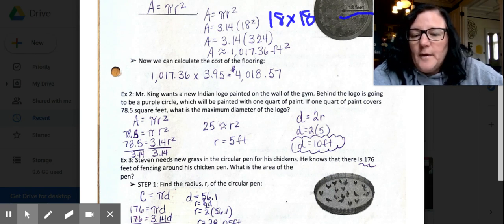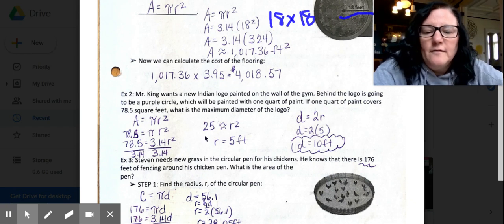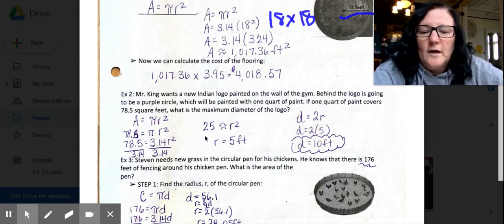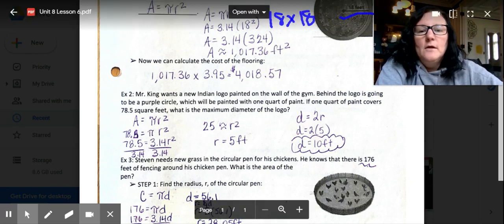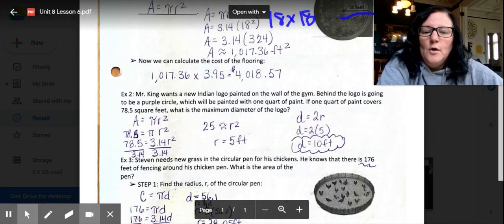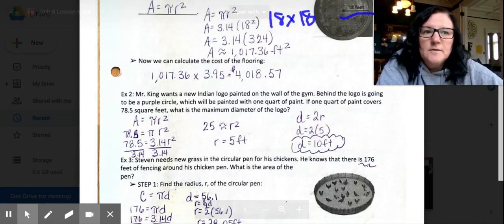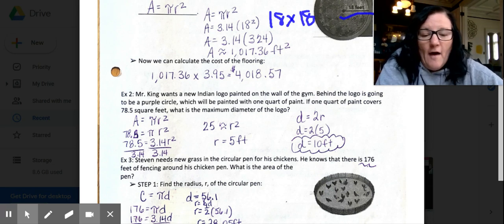To get the r squared by itself, we're going to divide by 3.14. And then here's another little funky thing that happens. You're going to get that 25 is about r squared. So what is r? Well, remember up here, when we said 324 was 18 times 18, we need to find a number that times itself equals 25, which in our case right here is 5. So the radius is 5.